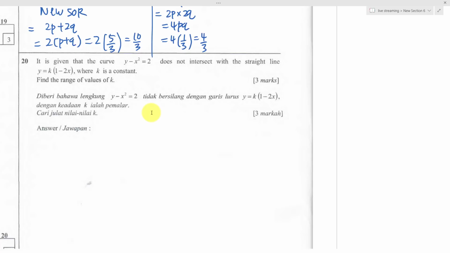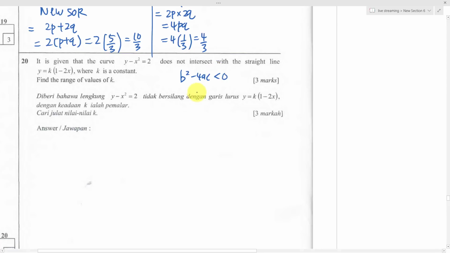Question 20 is given that the curve does not intersect. Does not intersect means b squared minus 4ac is less than 0. But before you do this, what if you multiply by 3 to get the whole number? Yes, you can multiply by 3, no problem. The marking scheme said "equation or equivalent", and equivalent means any equation with the same value should be okay.